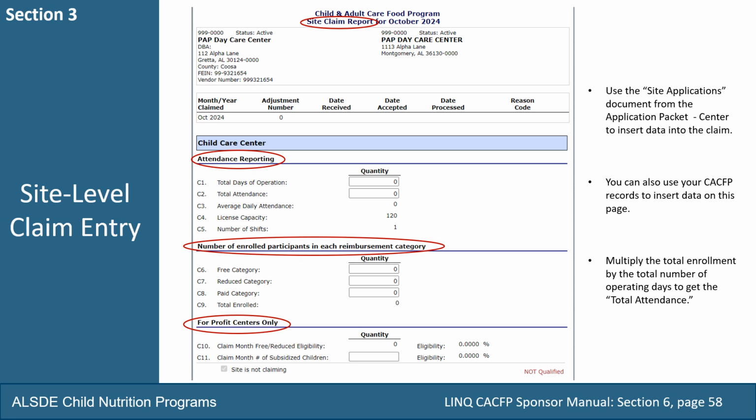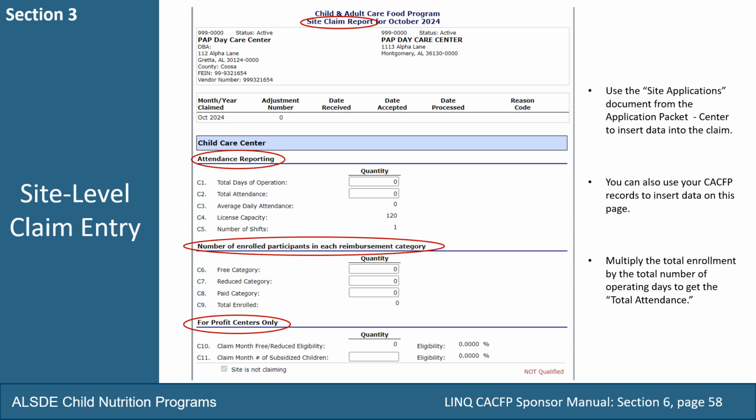Question 2 is asking for total attendance. To get this number, multiply the total enrollment number for the month times the total operation days. And if you need to pause at any time, please feel free to do so. For question 2, you can use your attendance record or monthly summary to get the enrollment for the month. The average daily attendance on question 3 will automatically populate once you insert question 1 and 2. On question 4, the license capacity will pull from the site application's license information section.